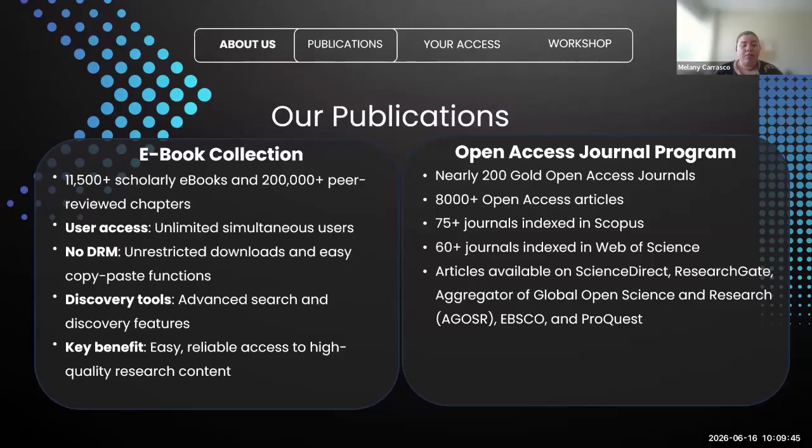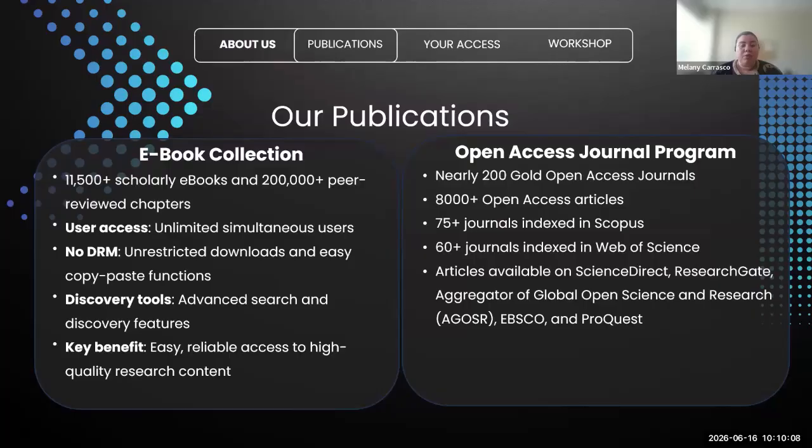So as of right now, we have over 11,500 scholarly ebooks and 200,000 plus peer-reviewed chapters in our collection. However, that number is continuing to grow. We have gained many more publications, ebook collections, and chapters within the last year. So we see that number growing within the next year.